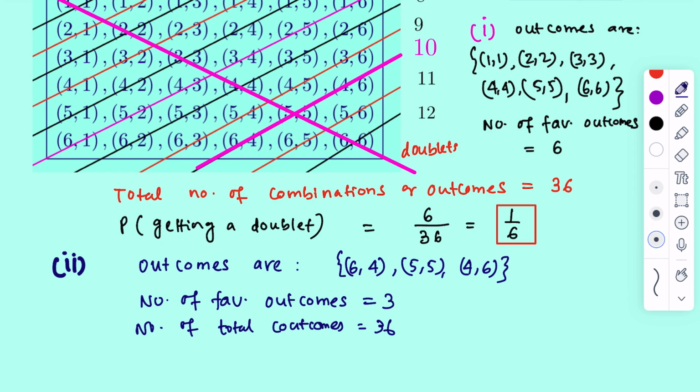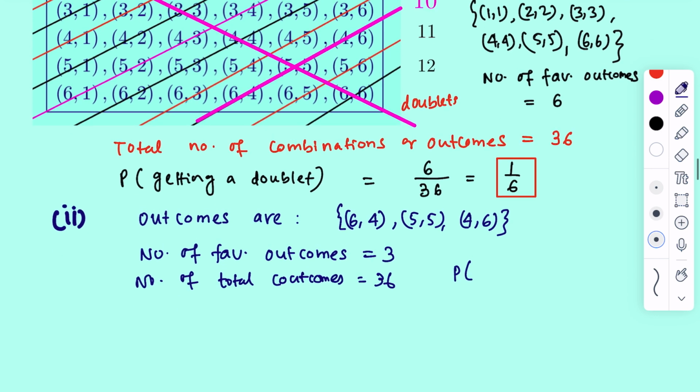So the probability of getting a sum of 10 will be equal to the number of favorable outcomes divided by the total number of outcomes, 3 by 36, or it is equal to 1 by 12. And the answer is 1 by 12.